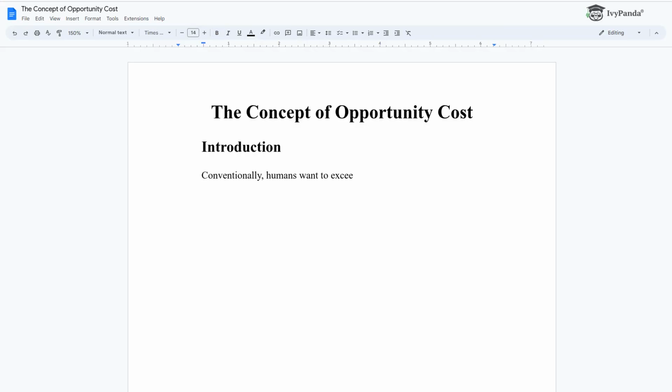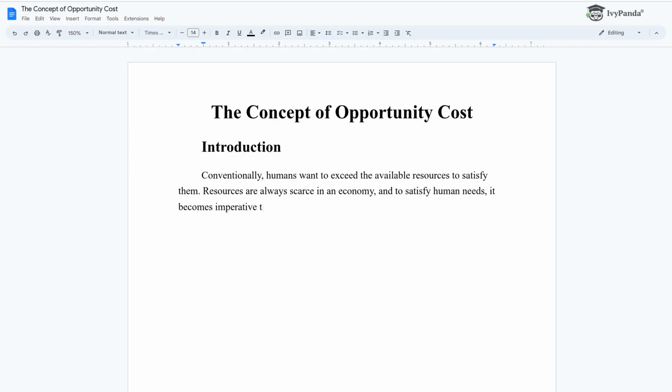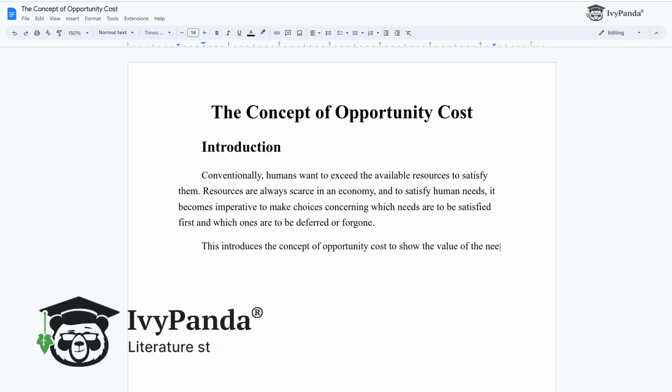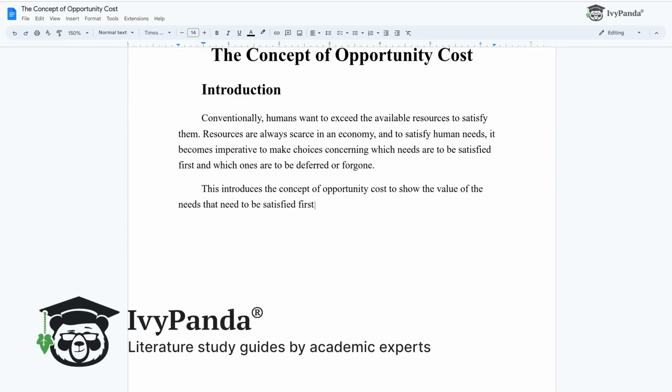Conventionally, human wants exceed the available resources to satisfy them. Resources are always scarce in an economy, and to satisfy human needs, it becomes imperative to make choices concerning which needs are to be satisfied first and which ones are to be deferred or forgone. This introduces the concept of opportunity cost to show the value of the needs that need to be satisfied first and those that need to be postponed to a later date.